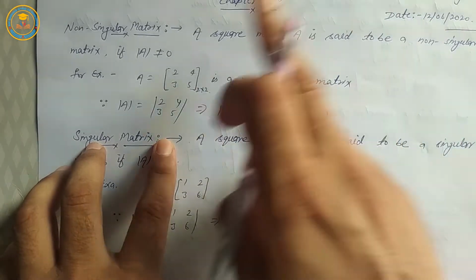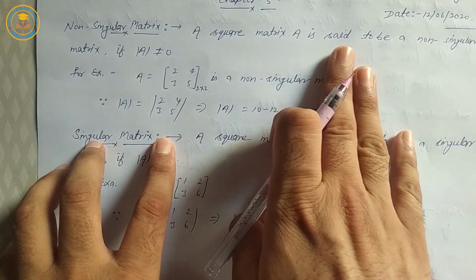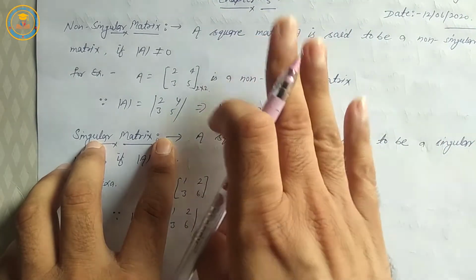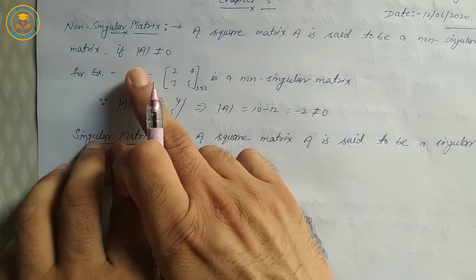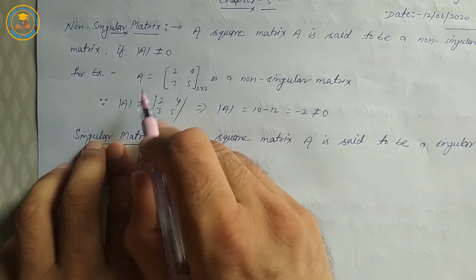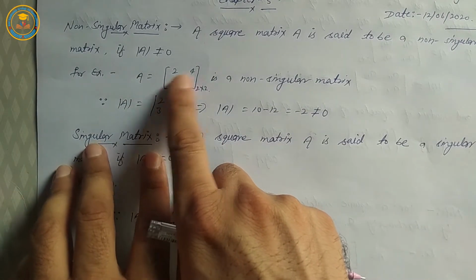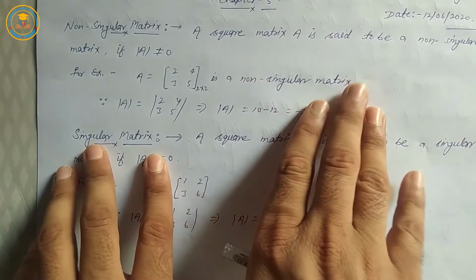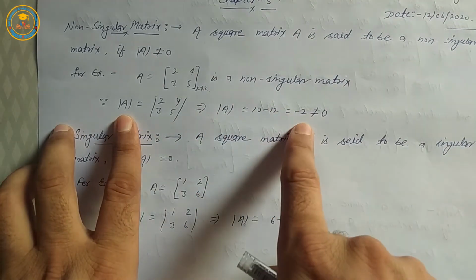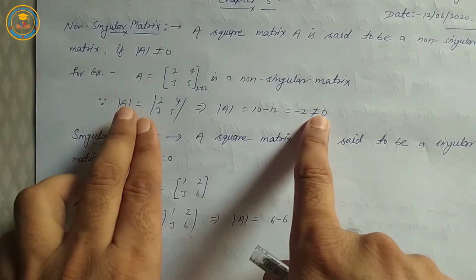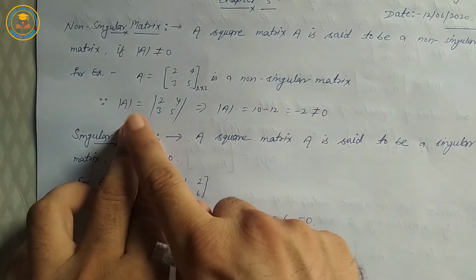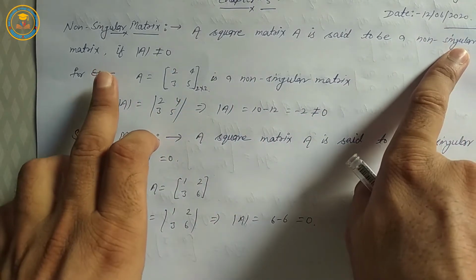Again, a square matrix A is said to be a non-singular matrix or invertible matrix if determinant A is not equal to 0. For example, square matrix A is equal to something is a non-singular matrix because determinant A equals minus 2. It means determinant A is not equal to 0, that is, matrix A is a non-singular matrix.